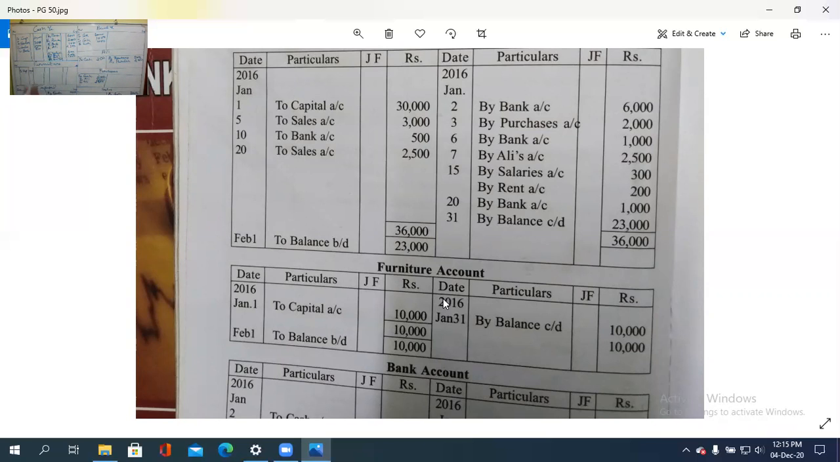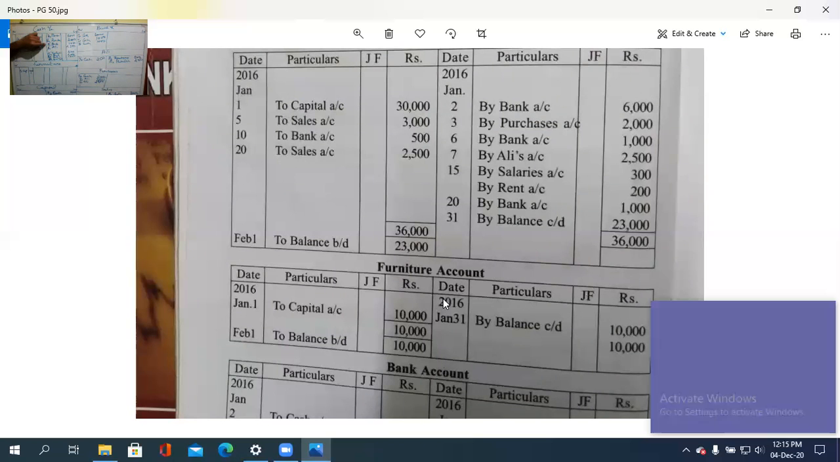Okay, so see the entries, see the screen, you can check. Cash account: to capital, to sales 3,000, again to sales 2,500, to bank 500. Credit side: by bank, then by purchases 2,000, by bank again 1,000, then by Ali 2,500, then by salary 300, by rent 200, and by bank again 1,000.